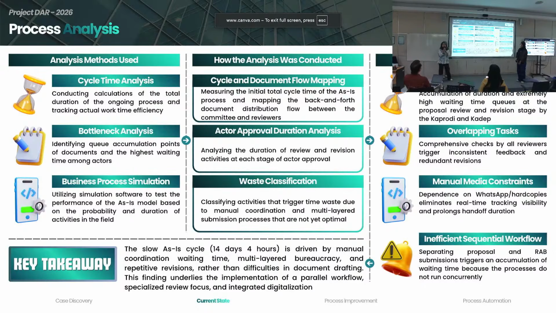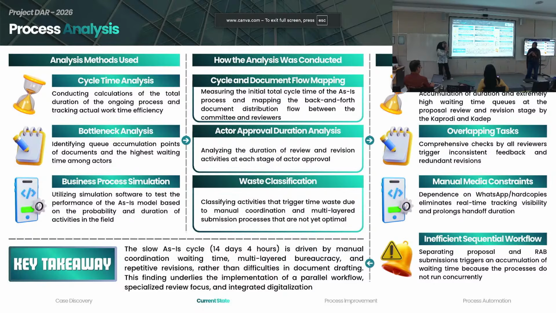And next, this is process analysis. We apply three methods. The first, cycle time analysis, to measure the total duration of the ongoing process and check efficiency. In this analysis, we measure the total duration from proposal submission to final approval, and we map the flow distribution between the committee and the reviewers.